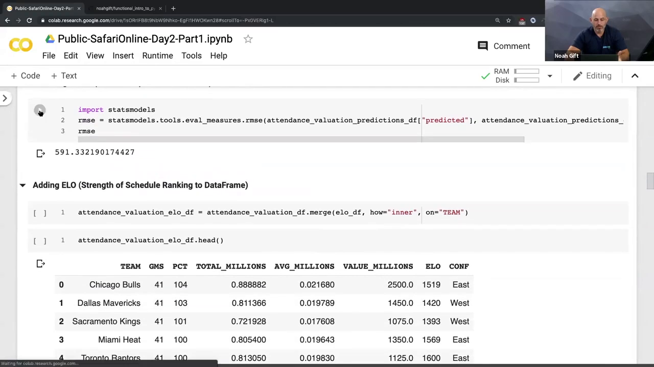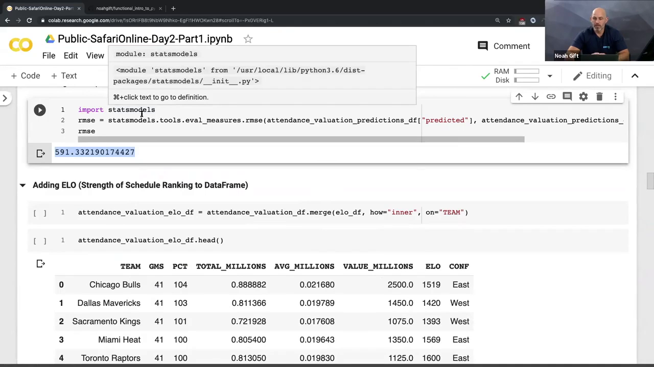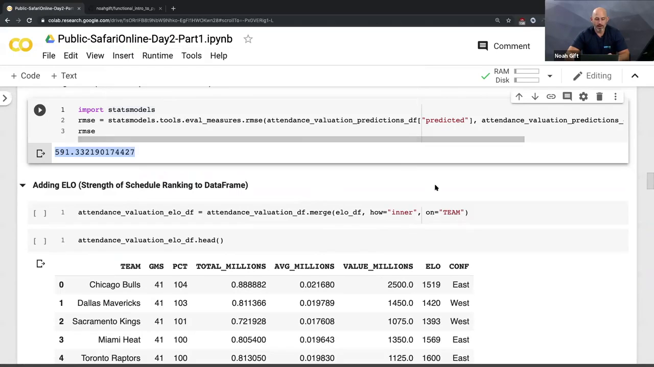Next, I can go through and calculate what the actual error rate is as well. This is a common thing you do in a data science project: you print out the root mean squared error, and those tools are available in the stats module. So this is just really the start. So what can we do to make this model better?